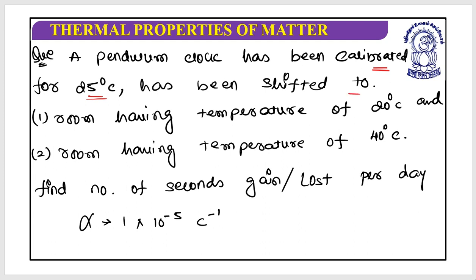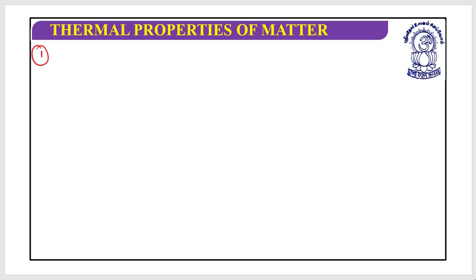Now this clock has been shifted to a room having a temperature of 20 degrees Celsius. And in the second case, it has been shifted to a room having a temperature of 40 degrees Celsius. What I need to do is find the number of seconds gained or lost per day, and alpha of the clock, that means alpha of the pendulum material, has been given. So let's first shift it to the room at 20 degrees Celsius.